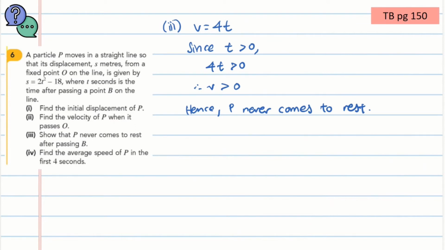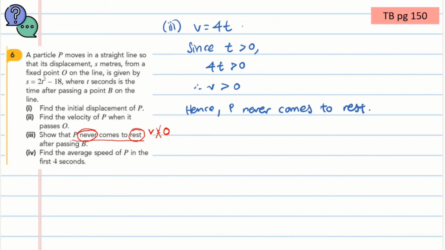Moving on to part 3, we want to show that P never comes to rest. The key word here is never, and also the idea of rest. When it comes to rest, surely we are no longer moving. If you're not moving, your velocity should be equal to 0. We want to show that P never comes to rest. That means your velocity cannot equal 0.